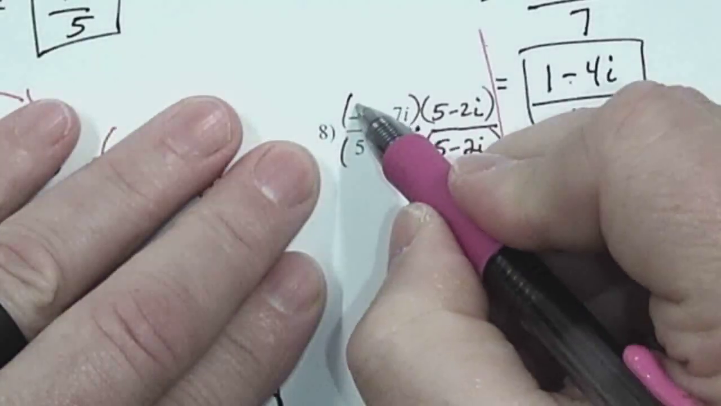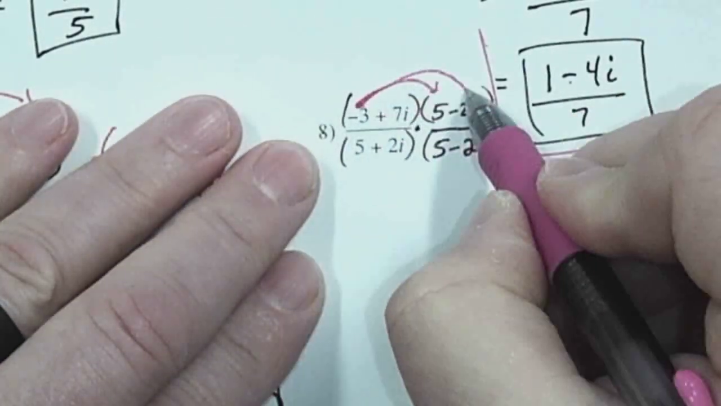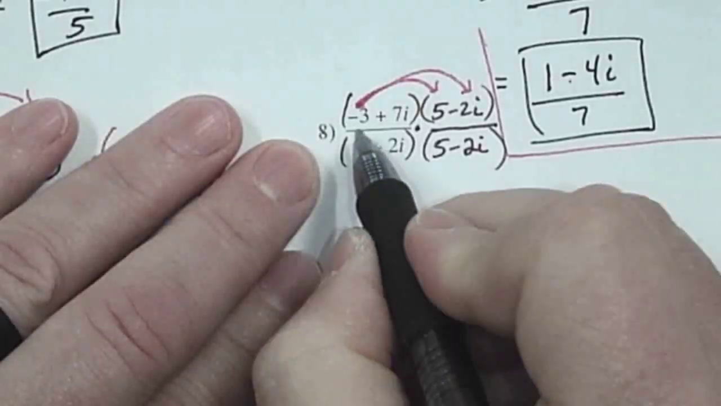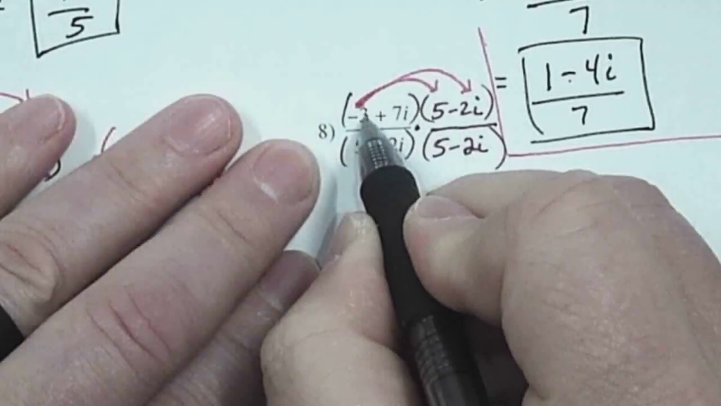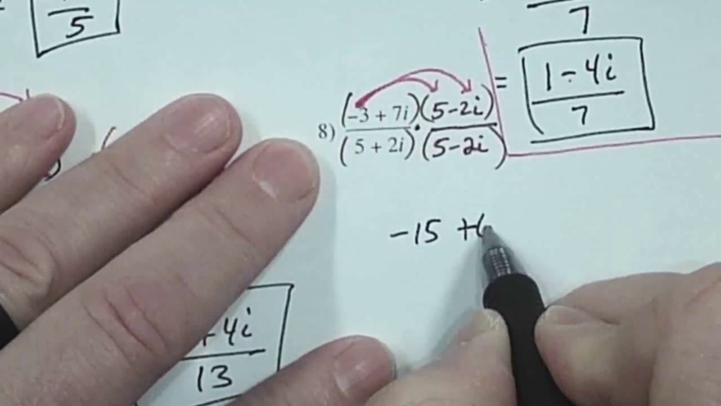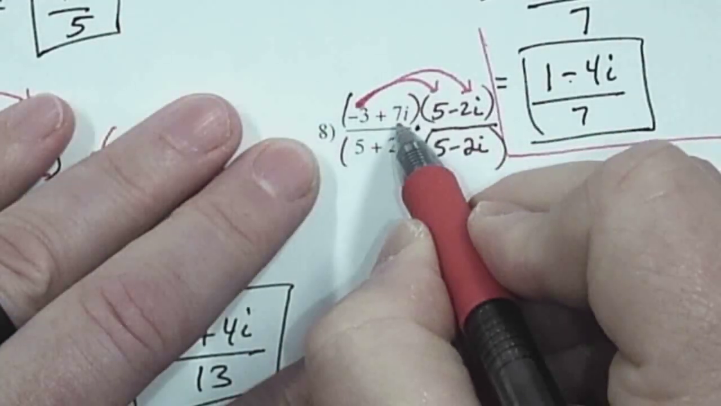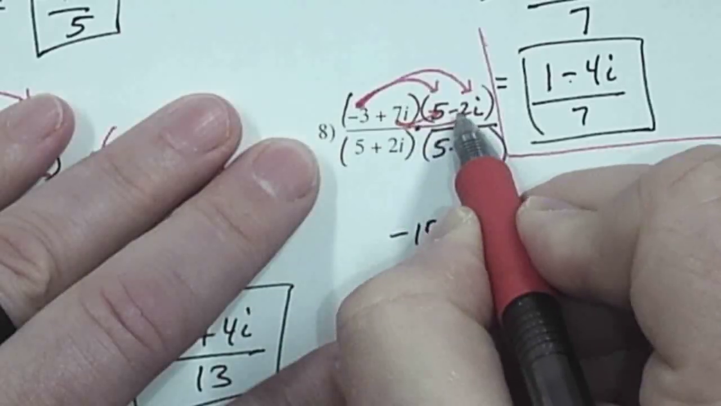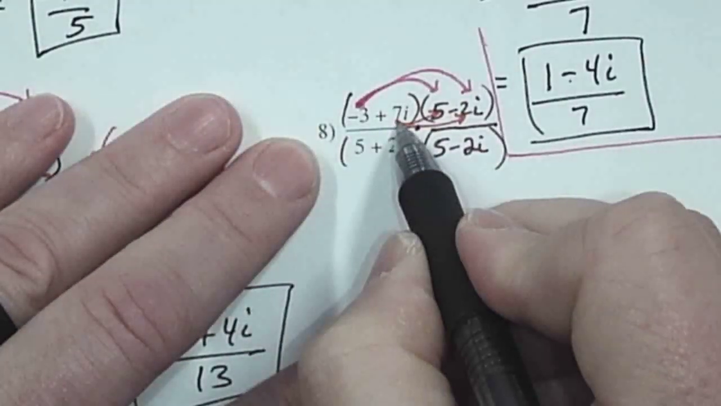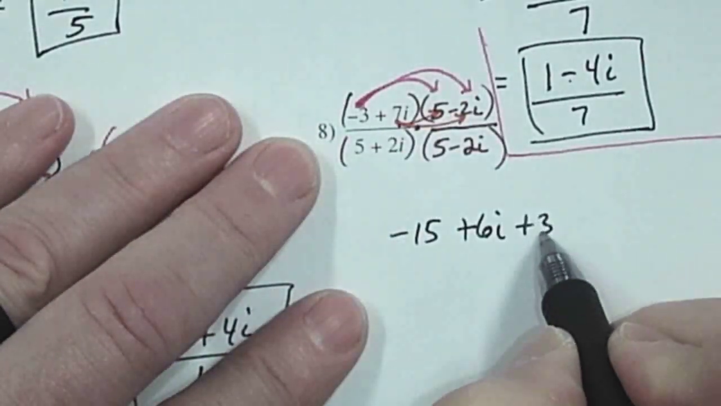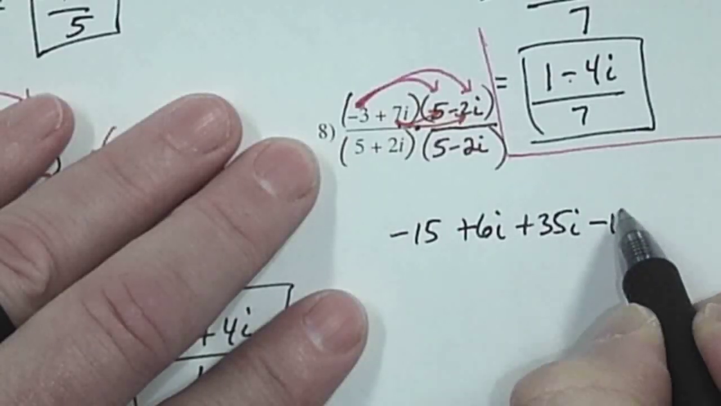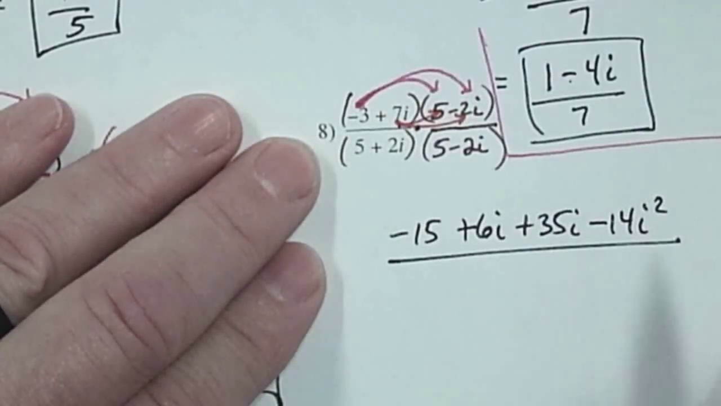So let's multiply this out. Negative 3 times both of these. That'll be negative 3 times negative 15... negative 3 times negative 2 is positive 6i. Now we're going to take negative 7 times both of these. Or, I'm sorry, it's a positive 7i. So plus 35i and minus 14i squared.